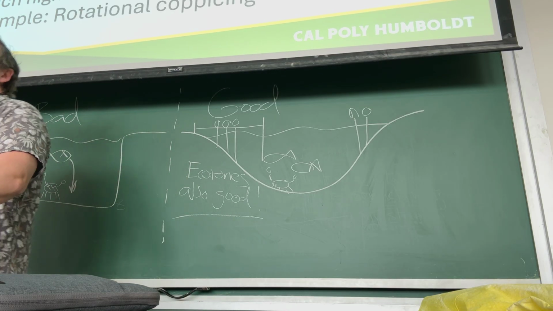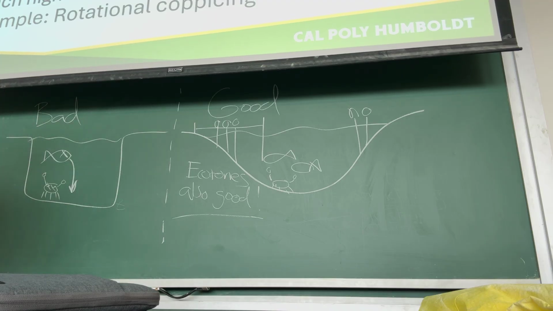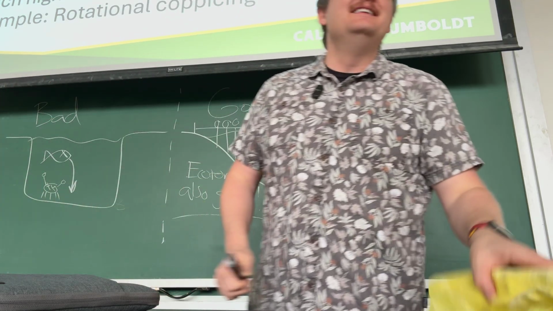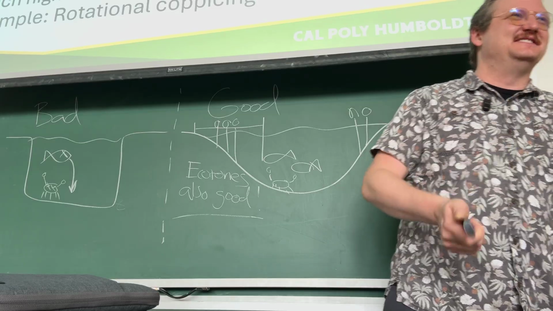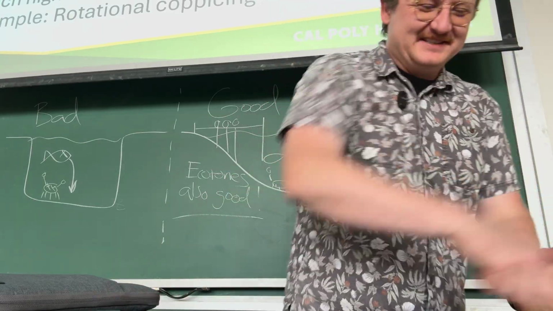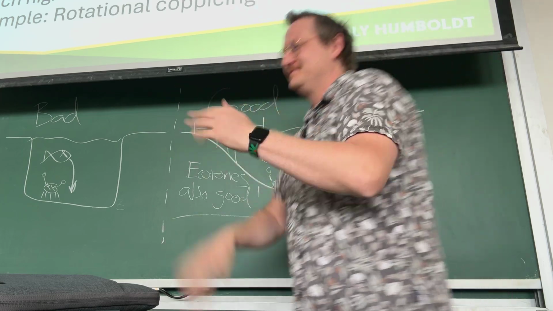All right. Rotational management, we already spoke about a little bit with rotational grazing, right? Where you let the animals graze in a given area, and then you rotate where they're allowed to graze. Solid.